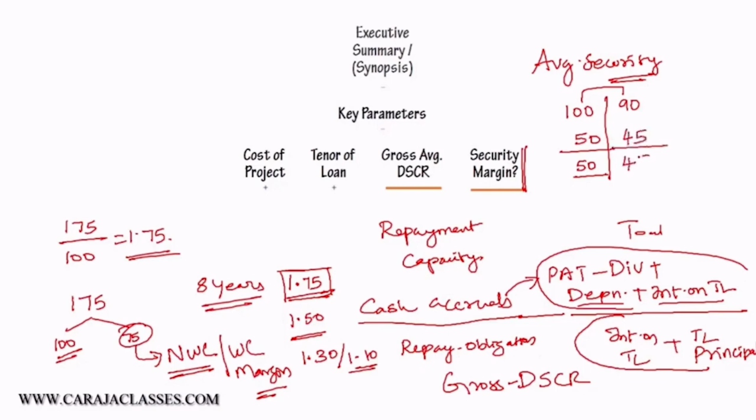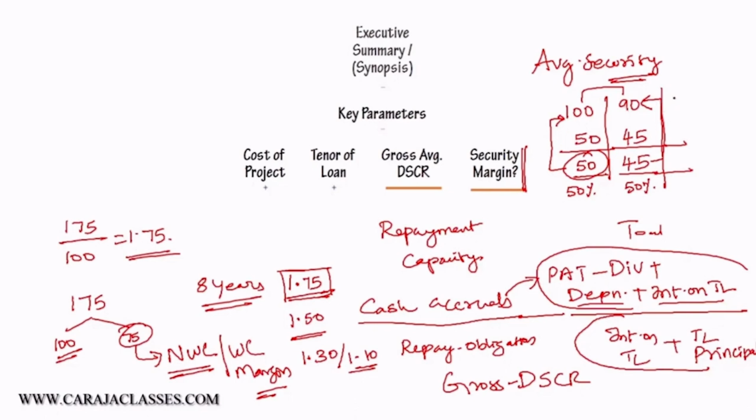So what is the security margin you have now? 45. This is the security margin I had: 50 on 100. If I express it in percentage, the security margin is 50%. Here it is 45 on 90. Luckily here also we are getting the same: 45 on 90, the security margin is 50%. Let's say the third year.